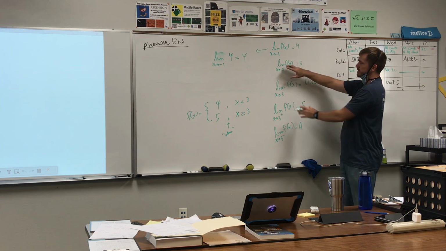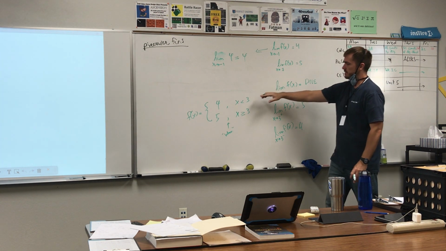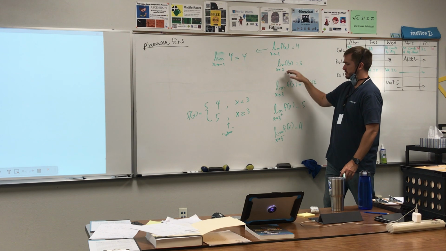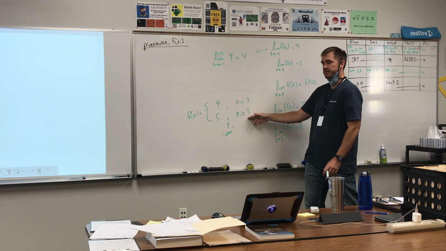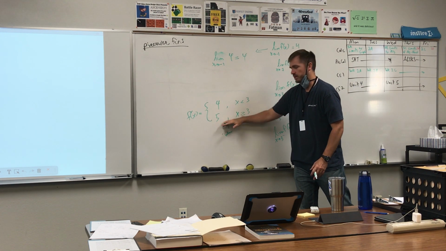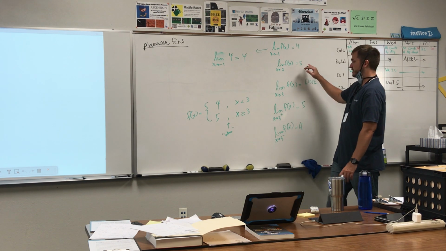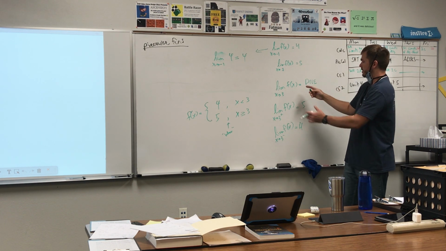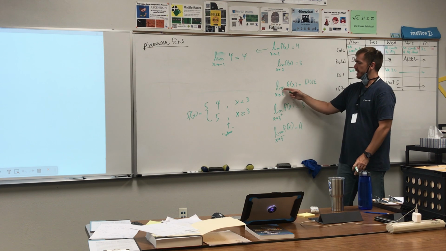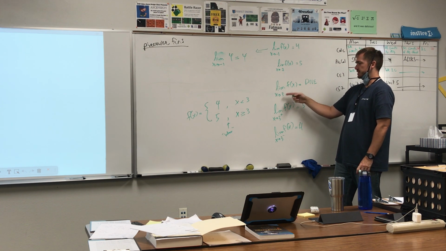When I talk about this one, what is the limit of f of x as x approaches 7? You say, well, which one of those situations is it? Well, 7 is greater than 3, so it's following this function rule right here, okay? So the answer is 5. And then, how would I figure out this one? What is the limit of f of x as x approaches 3?